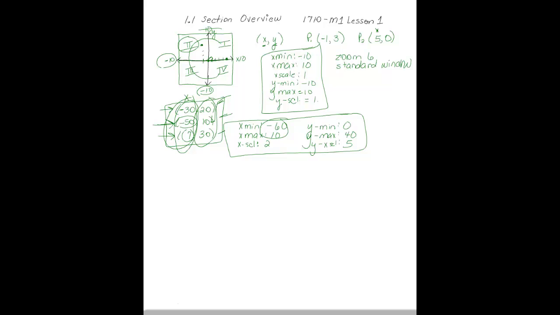Now you may be given a viewing window for the graphing calculator and asked to identify x-min, max, scale. So let's say we were given this particular window. Let's say we had 9, -9, and 5, -5. And we have these tick marks in here.